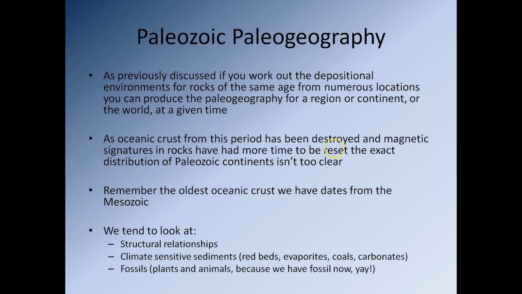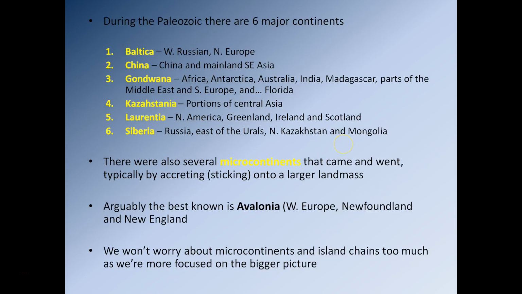So, using all this information and lumping it together, we can work out with a relative degree of certainty where the continents were on the face of the planet at any given time. So, during the Paleozoic, we know there were 6 major continents. Baltica, so that's Western Russia and Northern Europe. China, that covers an area that includes China and mainland South and mainland Southeast Asia.